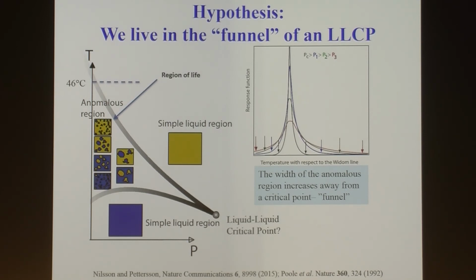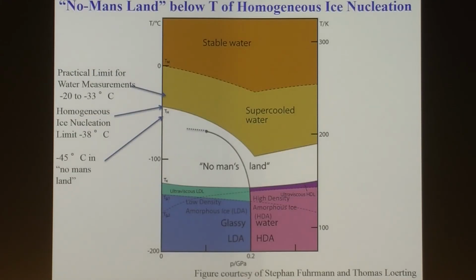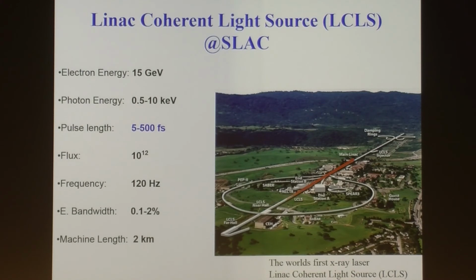So could there be a liquid-liquid critical point somewhere here between a high-density liquid and a low-density liquid? The problem is that minus 45 degrees would be in what's called no man's land, because it's so difficult to make experiments there on liquid water. Because water crystallizes so rapidly, you have to measure very rapidly.